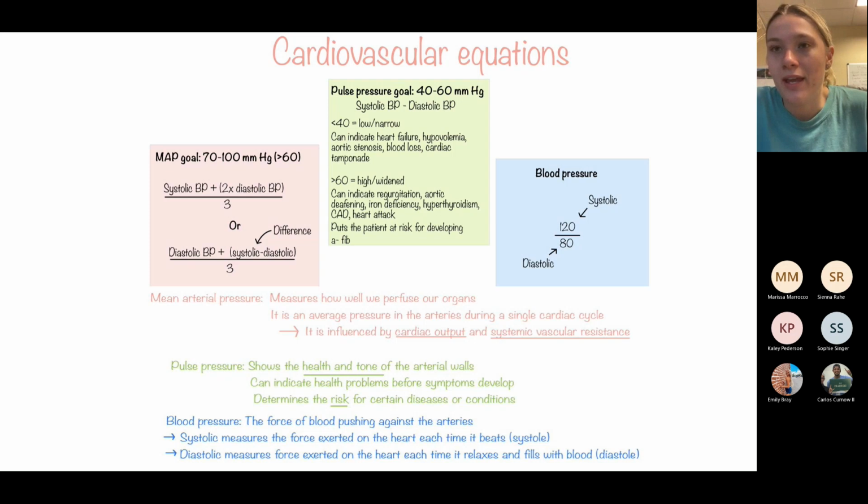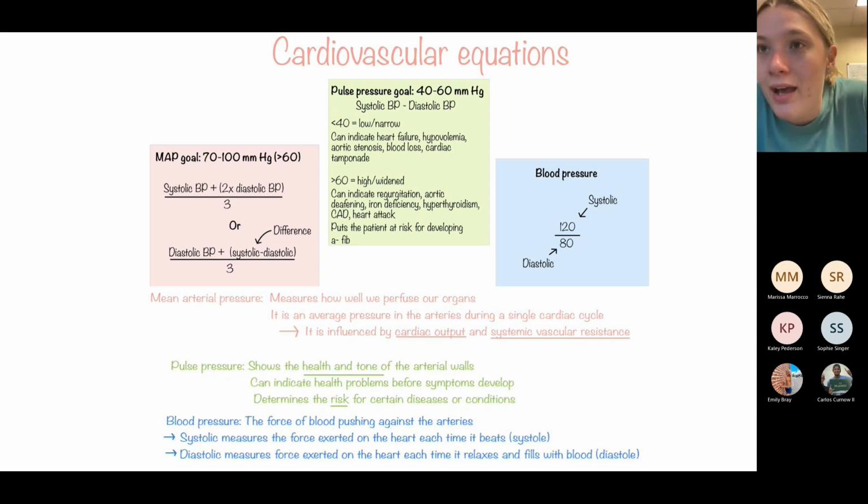Pulse pressure, on the other hand, helps us really know what is the force that my arterial walls have to exert to get this blood out. If I have a very, very low pulse pressure, this means I might have heart failure and I'm just having a hard time getting that squeeze to send blood out.